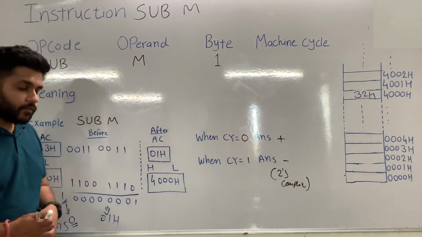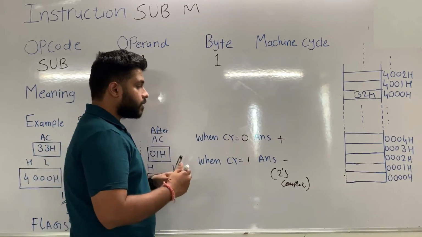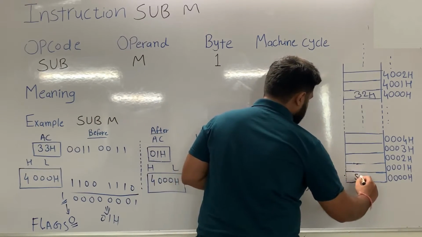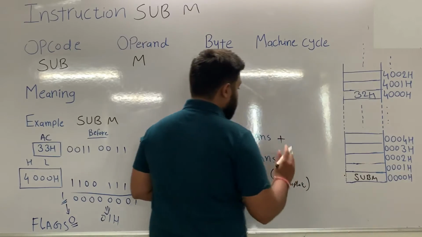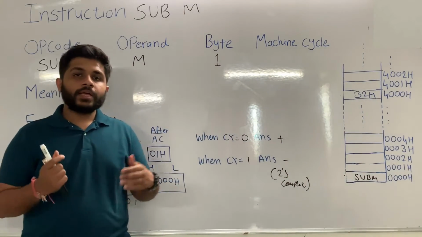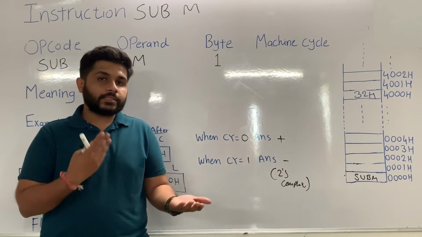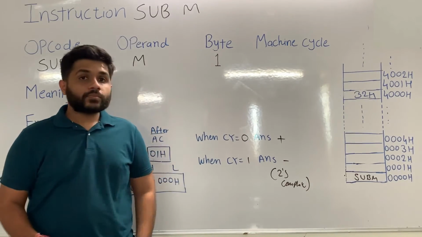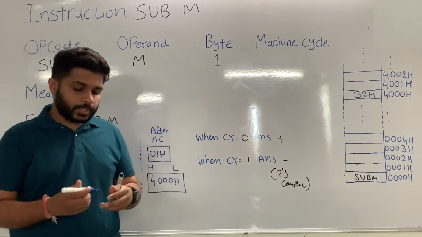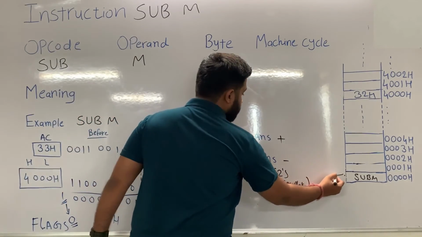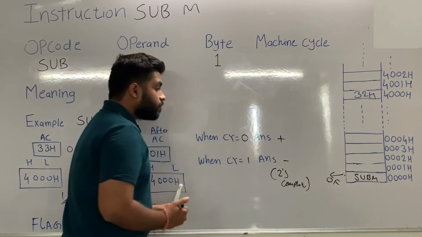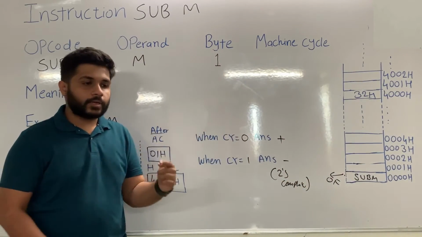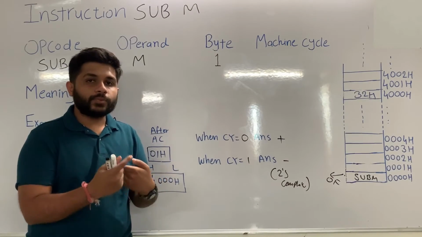This instruction is of 1 byte. So when this instruction SUB M is stored in the memory, it will occupy only one memory location. After this instruction is stored in the memory, the processor will start doing its task, that is to fetch, decode and execute. To fetch the instruction, the processor will perform the first machine cycle, that is opcode fetch. When opcode fetch is performed, this whole instruction is transferred from the memory to the microprocessor. Then the processor will decode and execute.